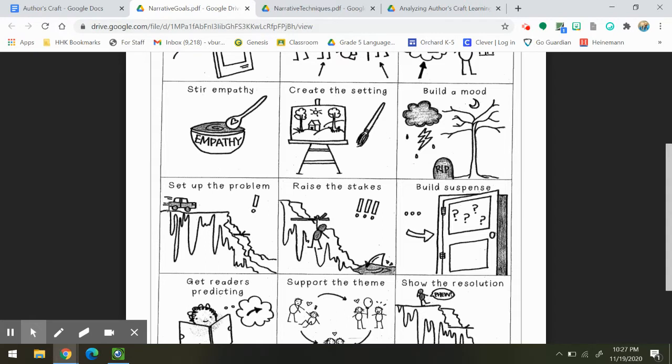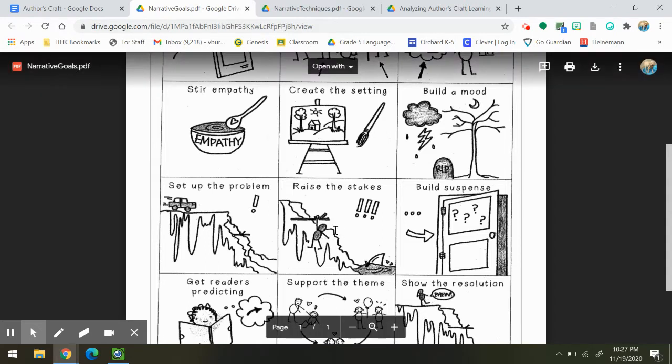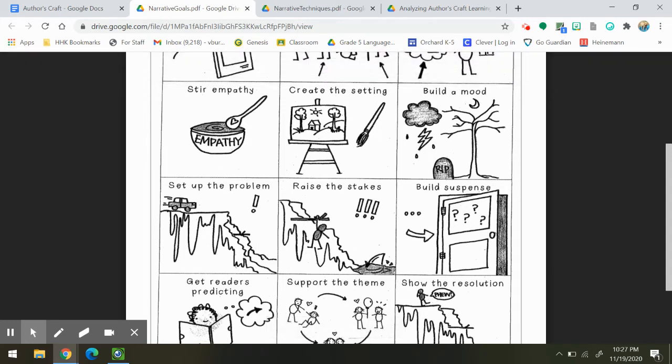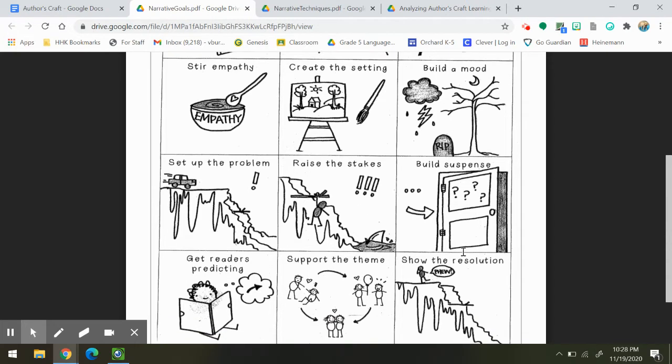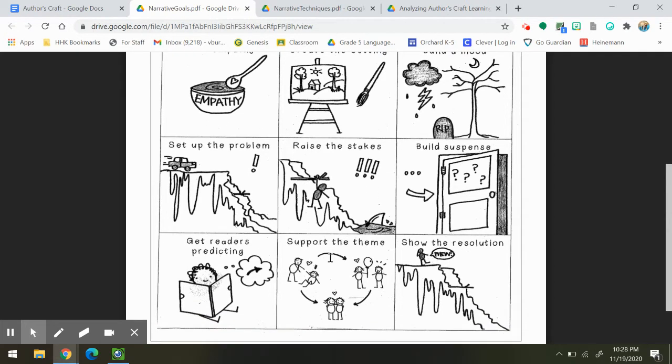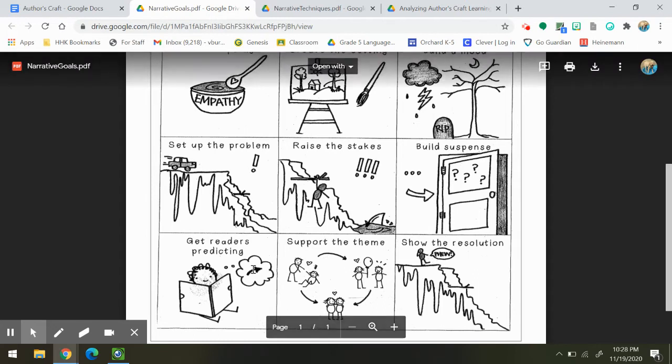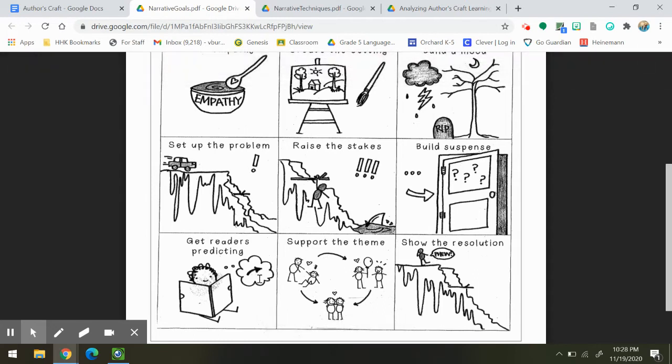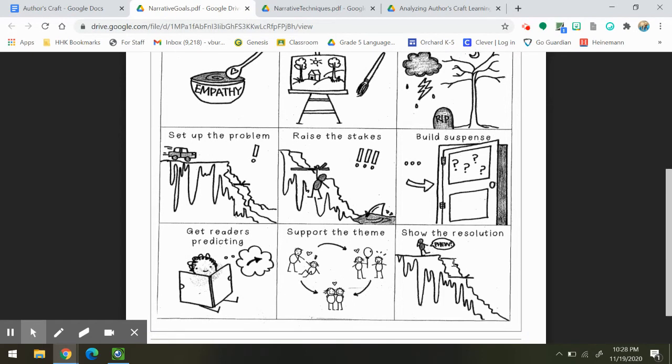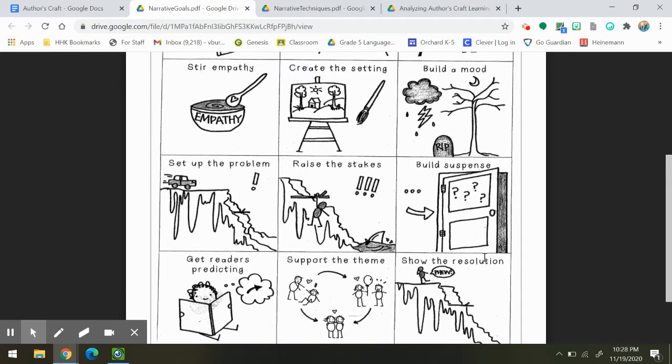little friend who was in his car is now hanging on the side of the cliff, and it appears that there's a shark in the water, right? So the stakes are definitely being raised. Other times, the author wants to build suspense. Sometimes the authors want to make you, the reader, get predicting. Sometimes they want to support the theme, and other times they want to show the resolution, right? How the problem was solved.